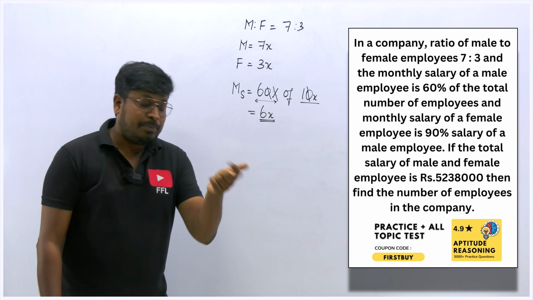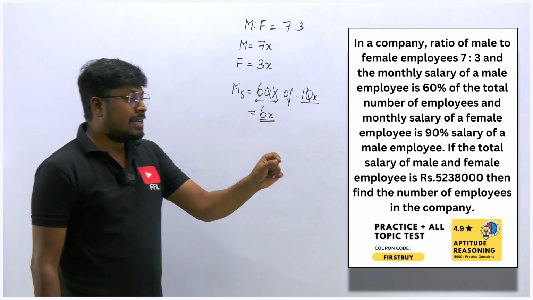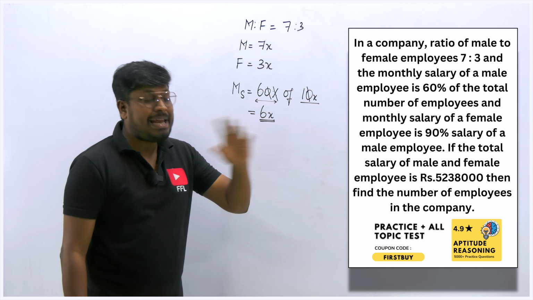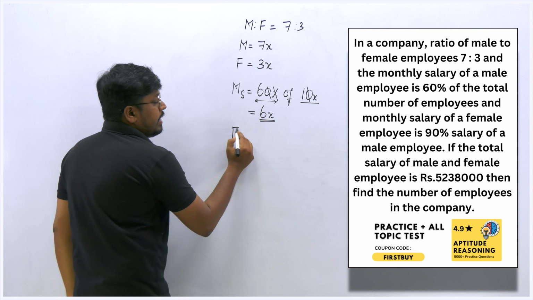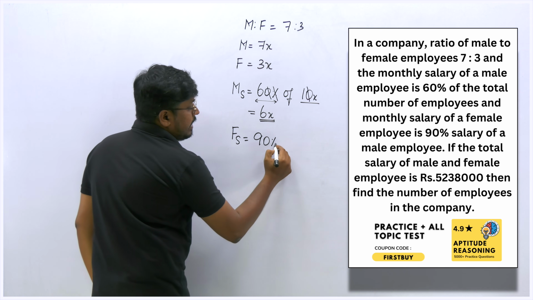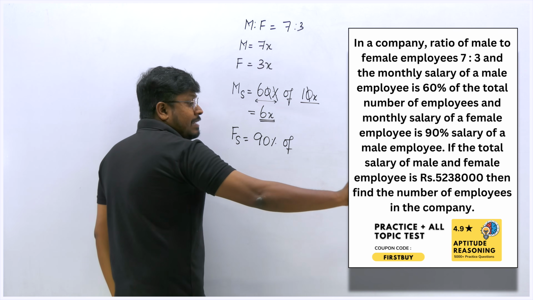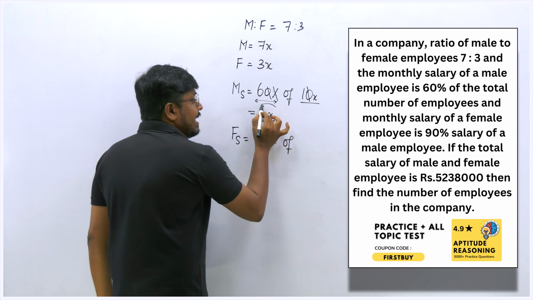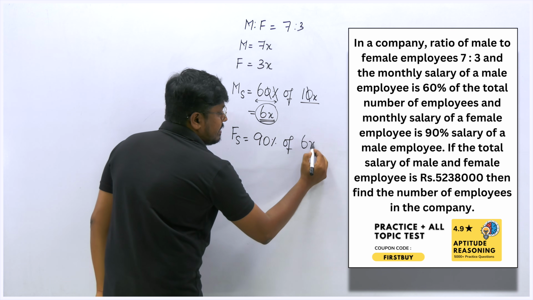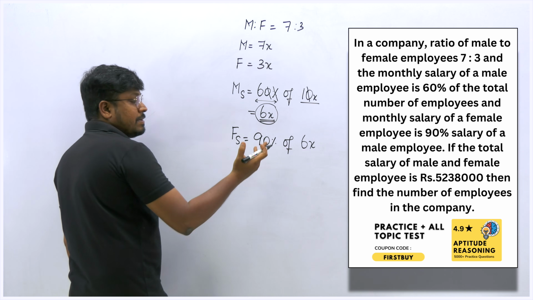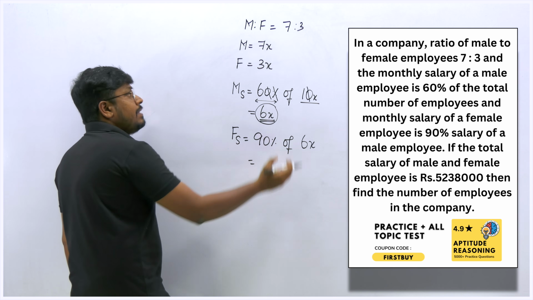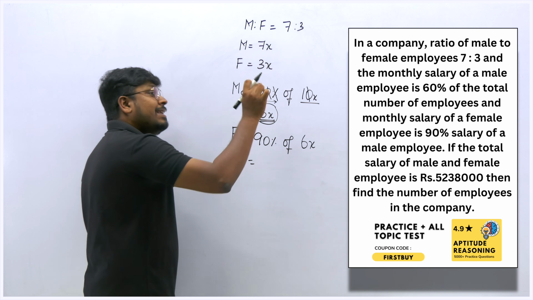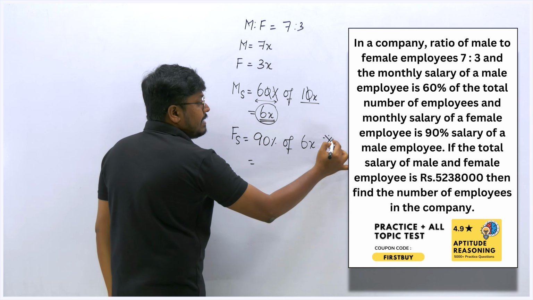Now let me move on to the third point, female employees. The monthly salary of a female employee is 90% of the salary of a male employee. So female salary is 90% of the male employee's salary. We found the salary of a male employee is 6x. So multiply by 6x here. Do not write 7x here. Why? Because usually students make a mistake at this point. They think of the total number of male employees. No, they are not talking about the number of male employees. It's 90% of the salary of a male employee. That is important here. So do not write 7x, write 6x.